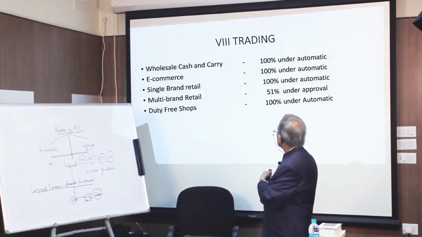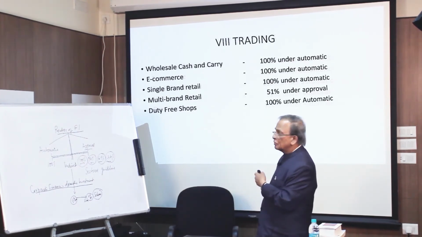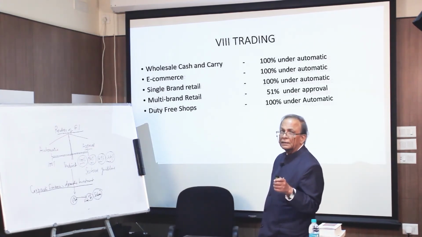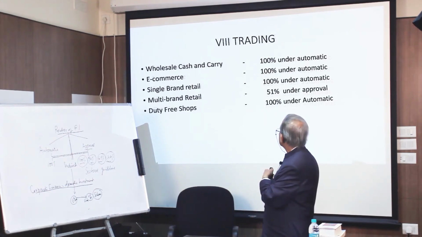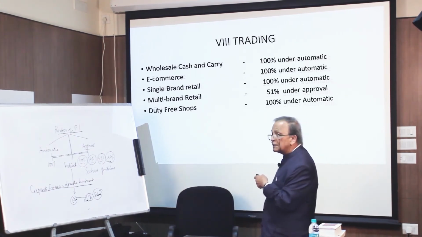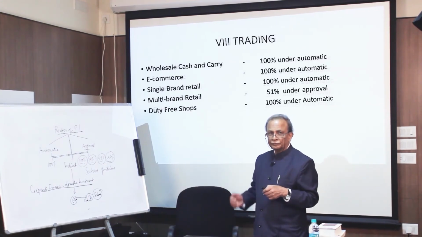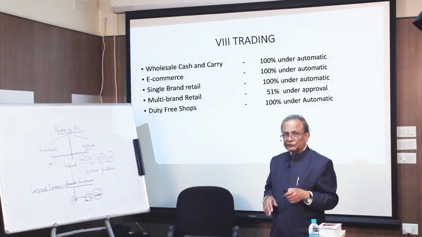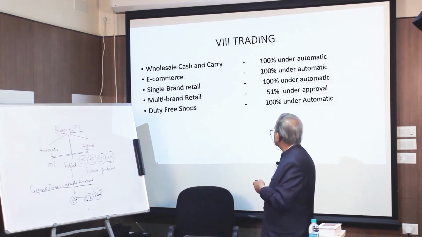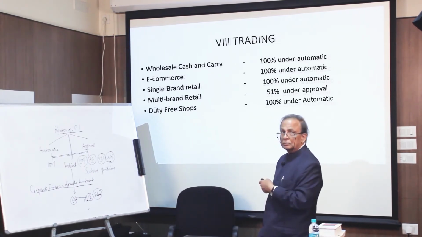It is 100% under the automatic route. E-commerce, 100% automatic route. Single brand retail is, I say, like Bata shoes. Single brand retail, 100% under the automatic route. But if it is multi-brand retail, then in that case 51% under the approval route.